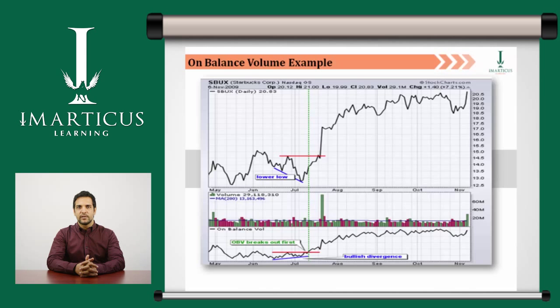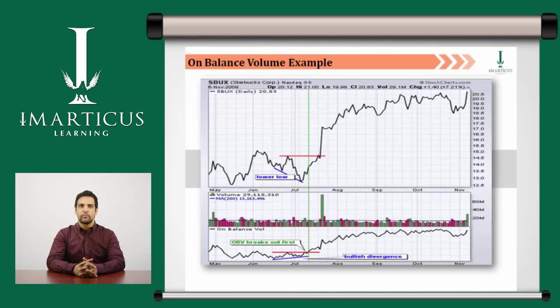The chart for Starbucks or SBUX shows a bullish divergence forming in July. On the price chart, SBUX moved below its June low with a lower low in early July. OBV, on the other hand, held above its June low to form a bullish divergence.